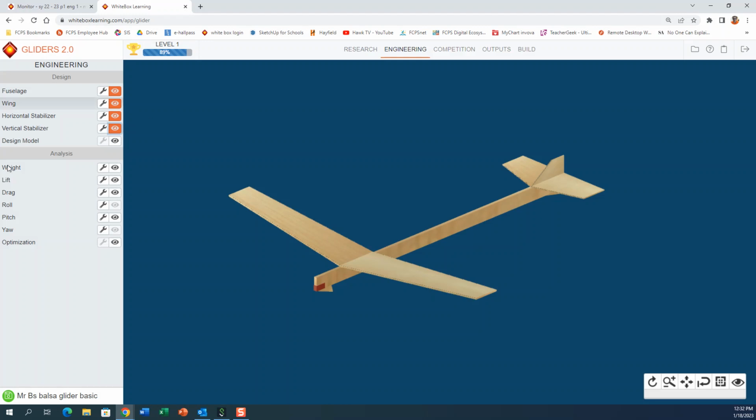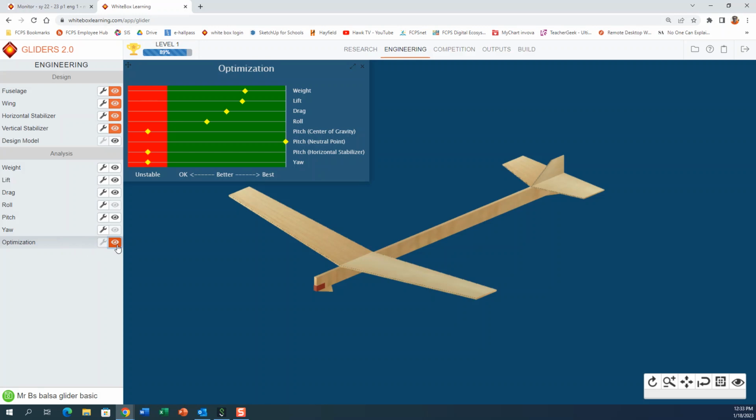Just how not good is this thing? Well, this is a really great bunch of analysis features down here, but here's the one that you're really going to use as your scorecard. This is an optimization window. Very easy to interpret. This gives you a score for all these different aspects of your glider: the weight, the lift, the drag, and so forth. And you want all these indicators to be as high up in the green section as possible.